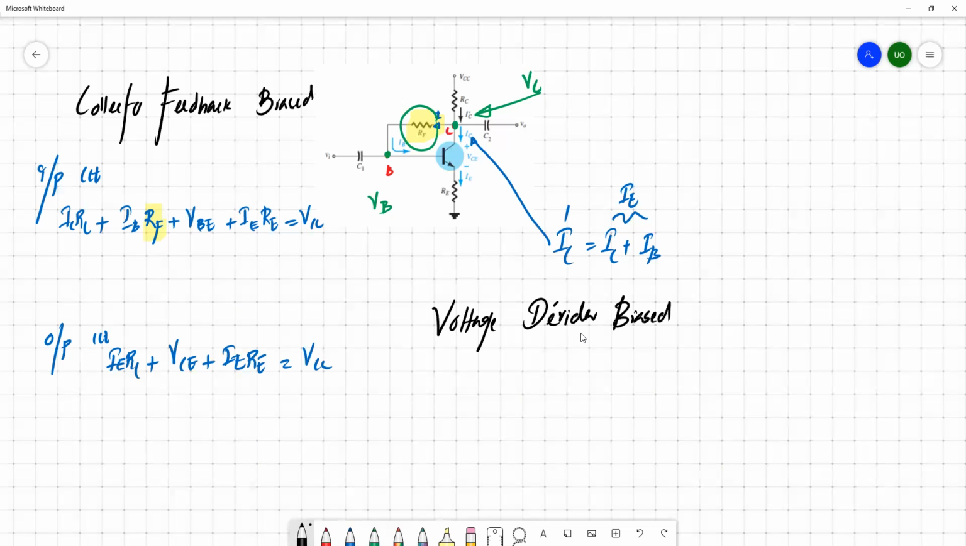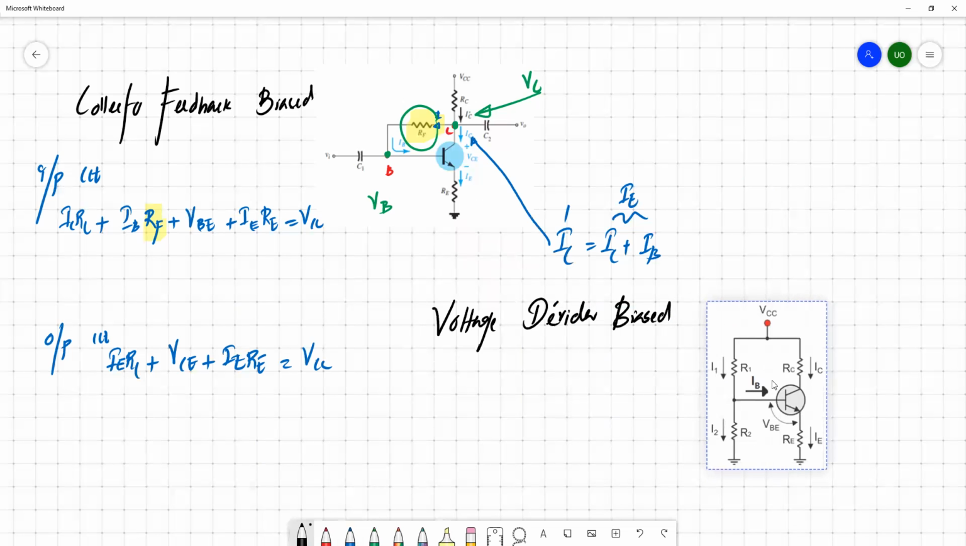Divider bias. So then the circuit is something like that. With this R1 and R2, you can basically manage your base current. This R1 and R2 act as a kind of voltage divider to the base. Through this dividing mechanism, you can manage the base current. Here you can find a couple of analyses.